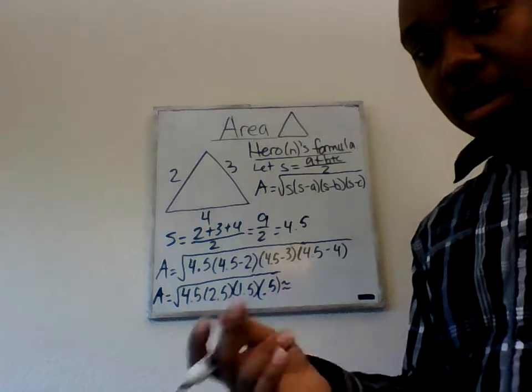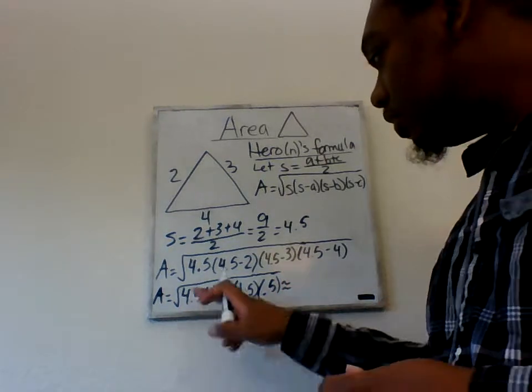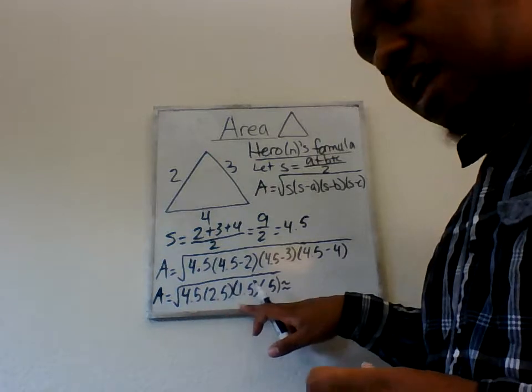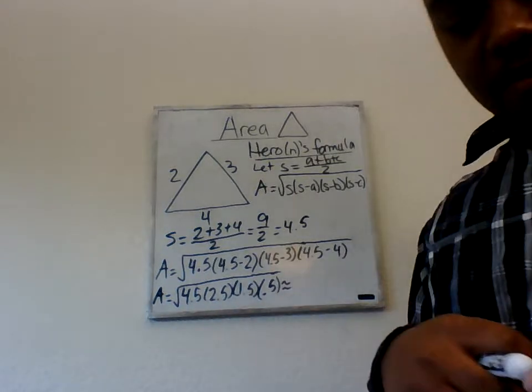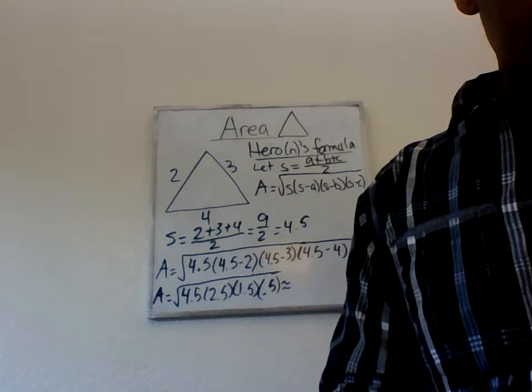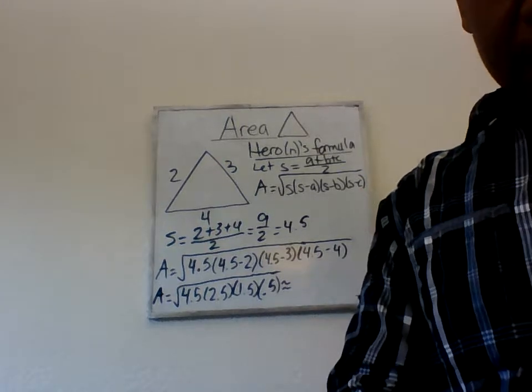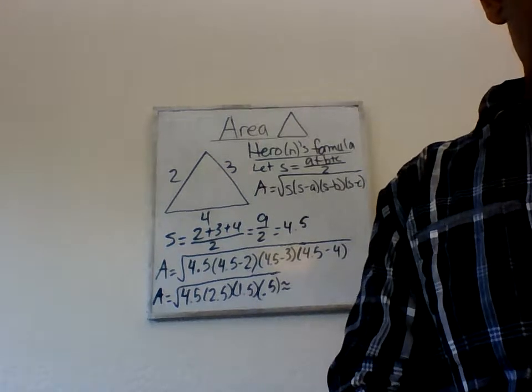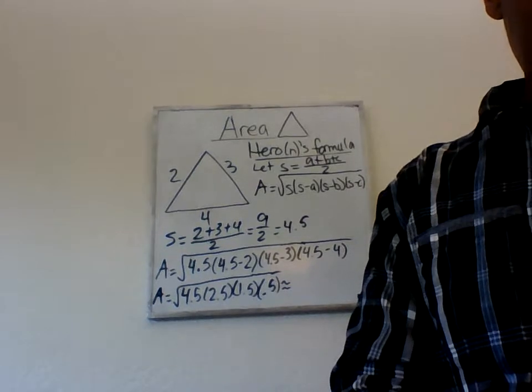And I'm going to put this in my calculator now. The square root of 4.5 times 2.5 times 1.5 times 0.5. And I'm going to see what I get. You can pause if you want to finish the work along yourself.